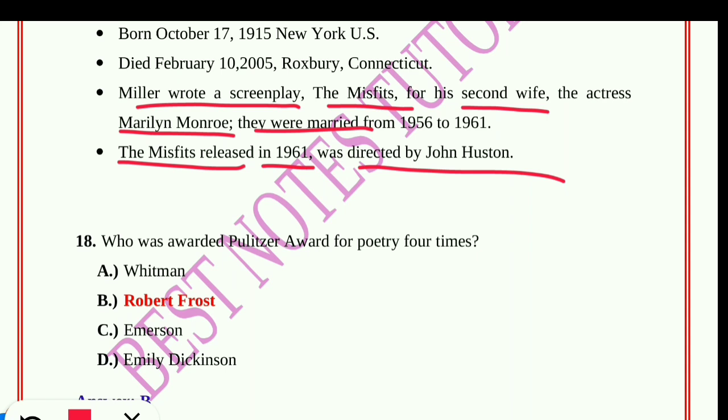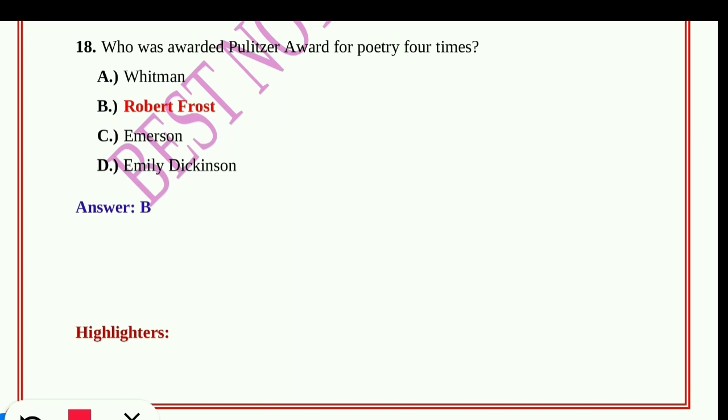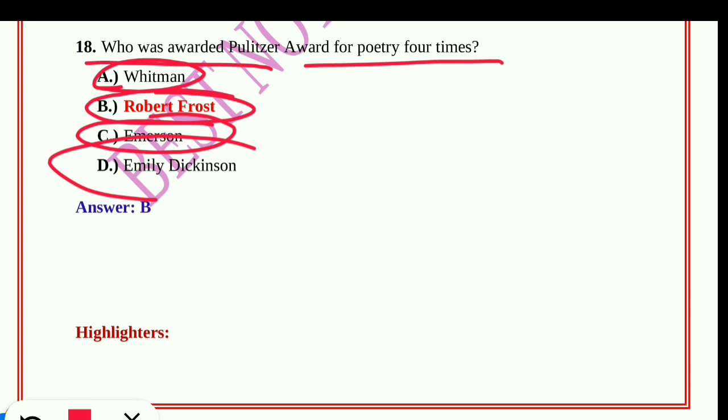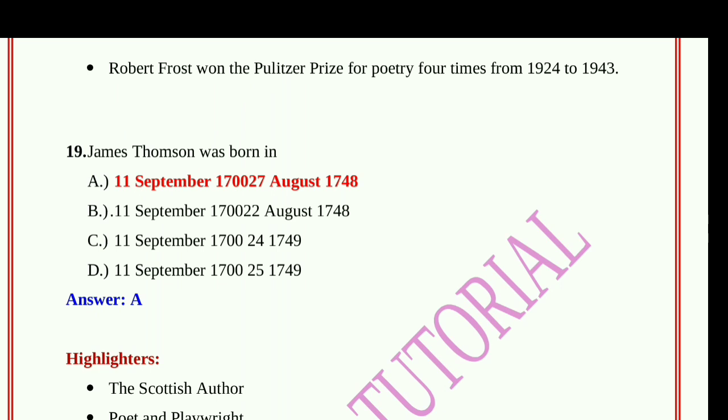Let's move to the next question, question number 18. Who was awarded Pulitzer Award for poetry 4 times? Your options are option A, Walt Whitman, option B, Robert Frost, option C, Emerson, option D, Emily Dickinson. And your answer is option B, Robert Frost. Robert Frost won the Pulitzer Prize for poetry 4 times from 1924 to 1943. Let's move to the next question.